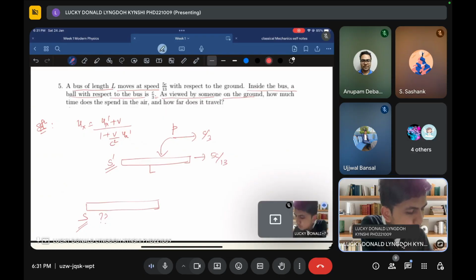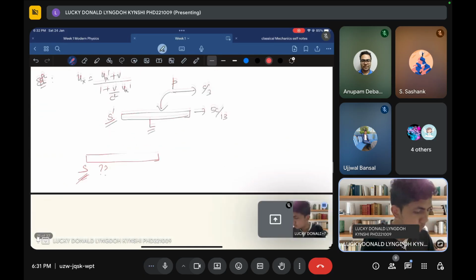How much time does the ball spend in the air and how far does it travel? That means how much time the ball stays in the air and how far it has traveled, not measured from your S prime. S prime is stationary for him. A particle with respect to the S prime frame is fine because both of them are moving, so there's no problem. But what happens when you see it from the S frame?